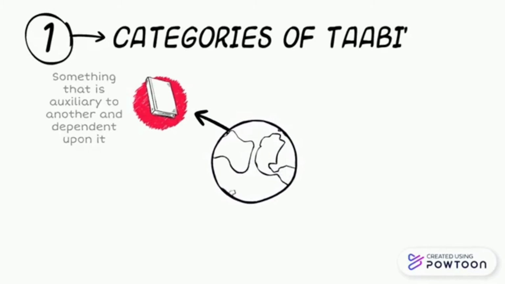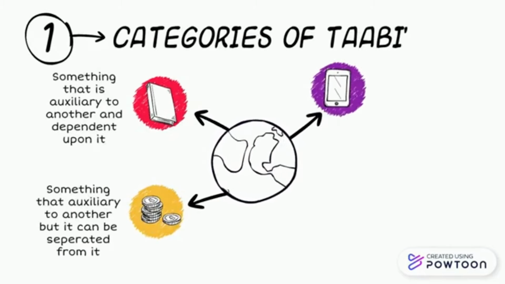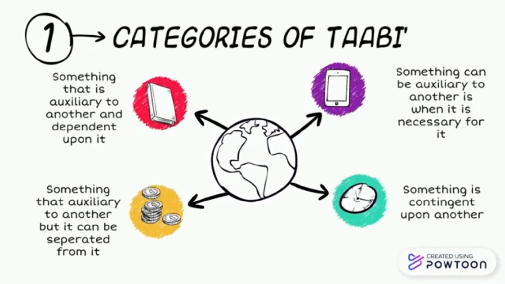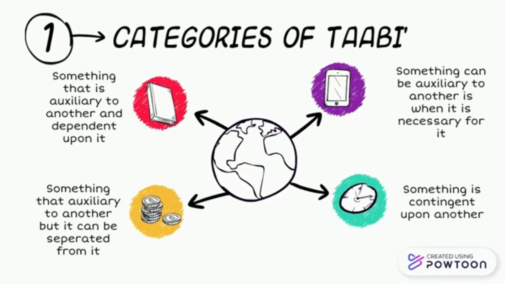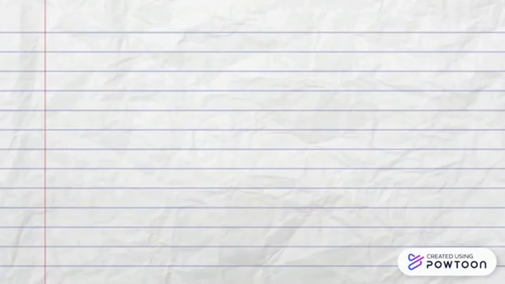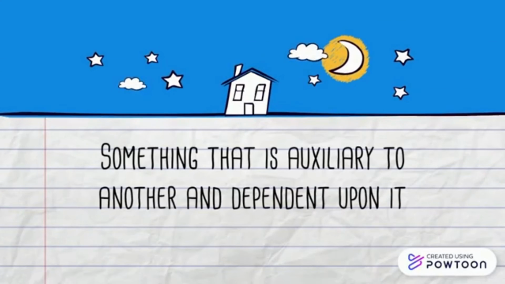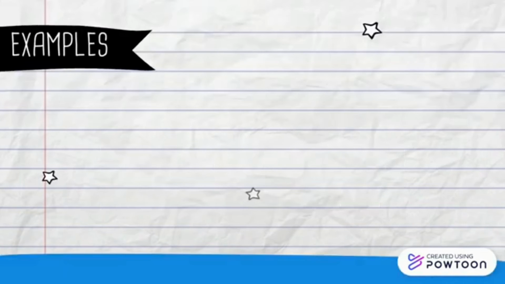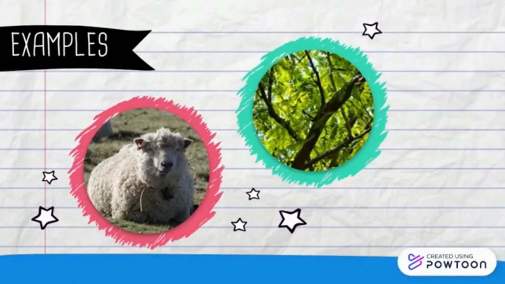There are 4 categories of taabi'un. First, something that is auxiliary to another and dependent upon it. Second, something that is auxiliary to another but it can be separated from it. Third, something can be auxiliary to another when it is necessary for it. Lastly, something is contingent upon another. Something that is auxiliary to another and dependent upon it. Example for it is the wool on the back of a sheep and the leaf and the branches of a tree.